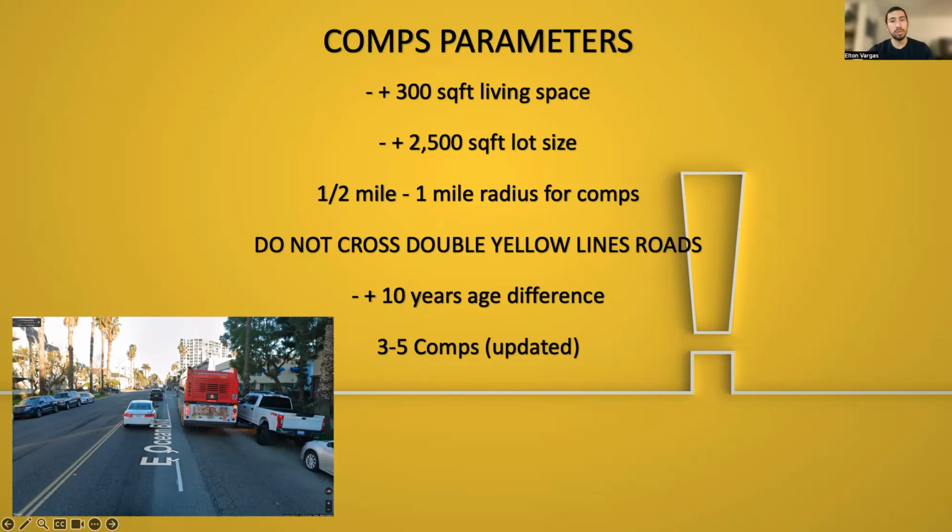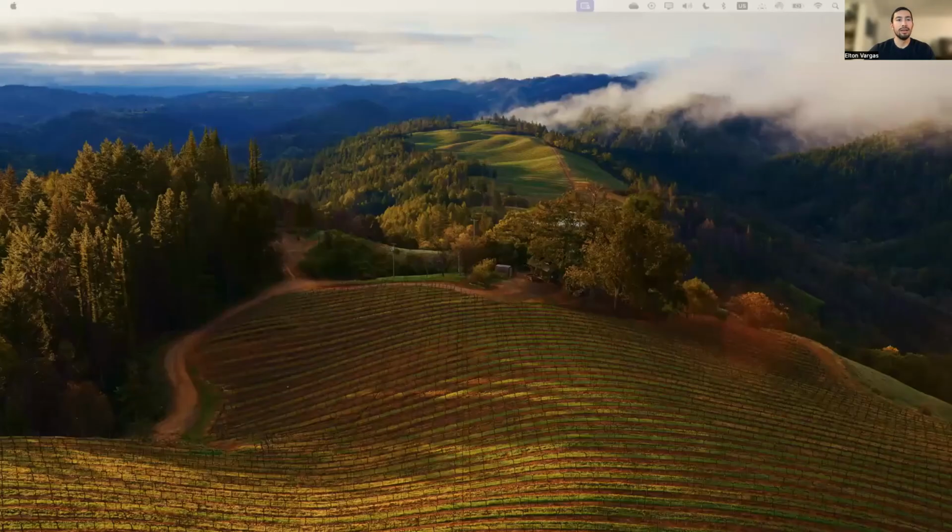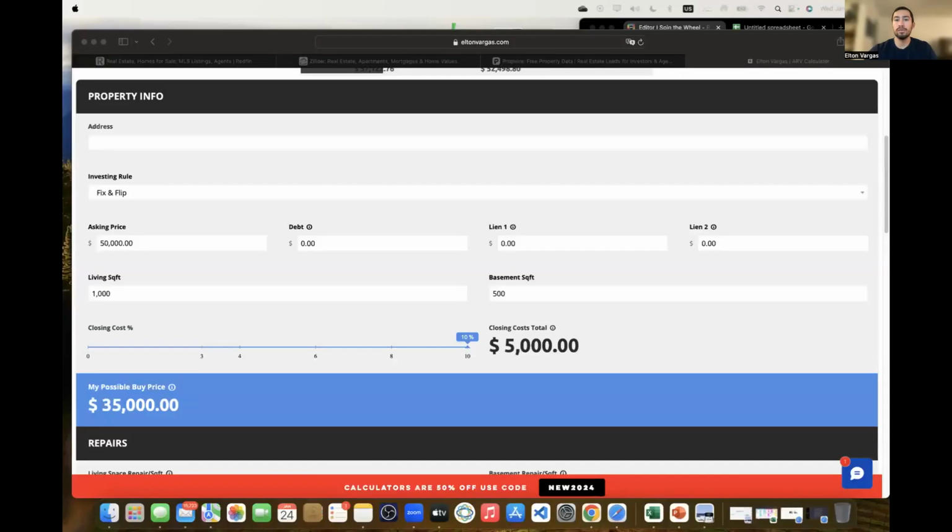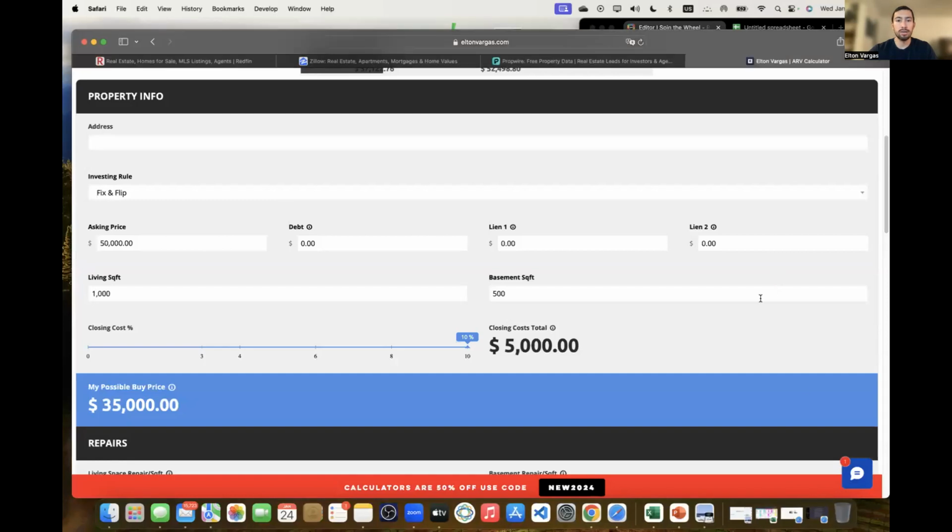So we're going to be looking for some properties that are on the market. And then we're also going to be looking to see how we're going to be analyzing it with some of the resources that I was mentioning earlier. One of those resources is definitely going to be this calculator over here.